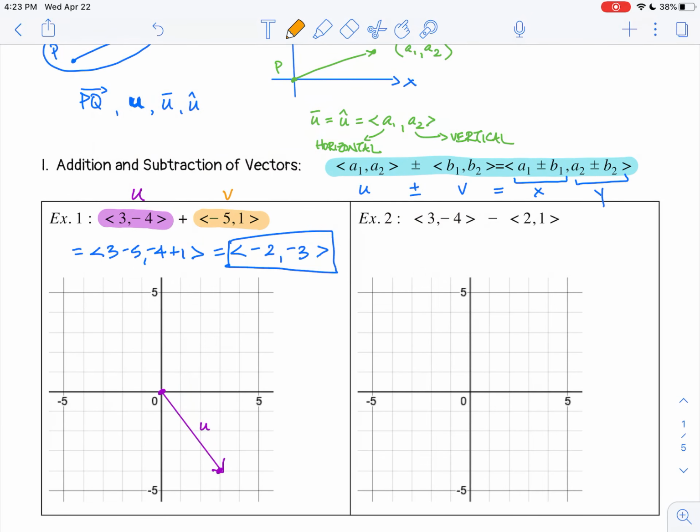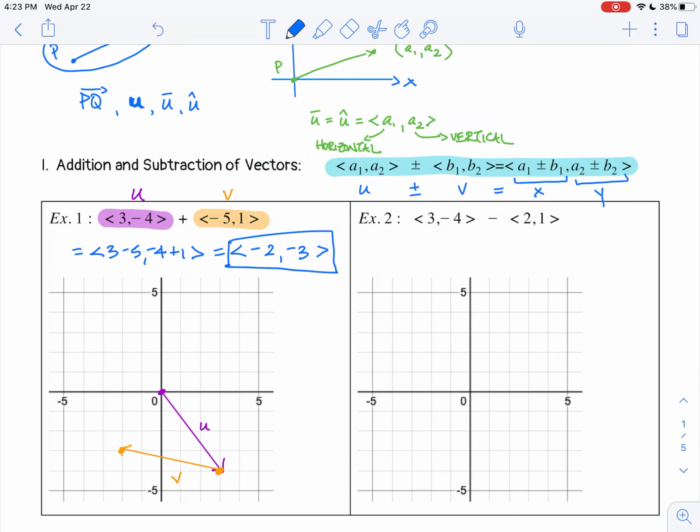So we can call this vector v. Now vector v, since we're adding it to vector u, we're going to start where vector u finished. And so from here, we're going to count 5 to the left. So 1, 2, 3, 4, 5. And we're going to count 1 up. And we're going to connect those. And we've got in orange our vector v.